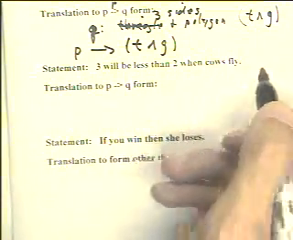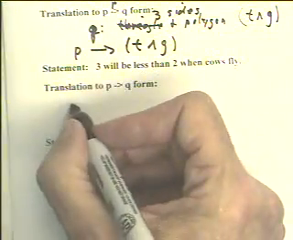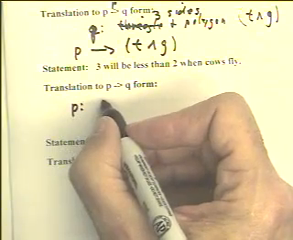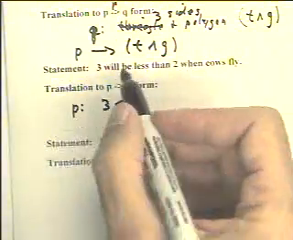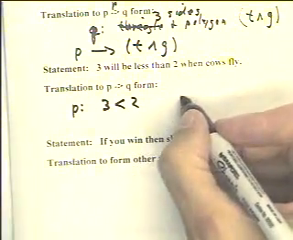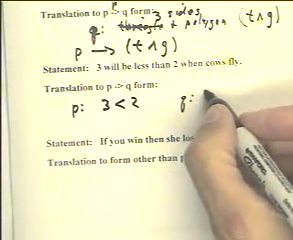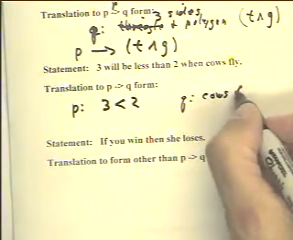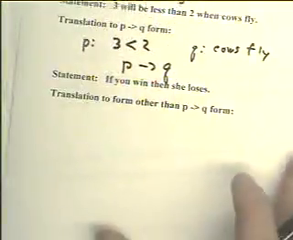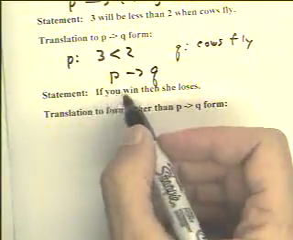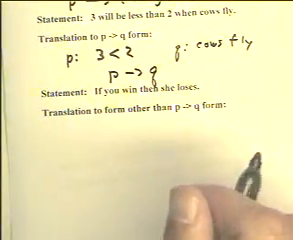2 will be less than 3 when cows fly. Well, we can let P stand for 3 less than 2. I think I said that backwards. 3 less than 2. And Q stands for cows fly. Then we write this statement, if P then Q. And finally, if you win, then she loses.